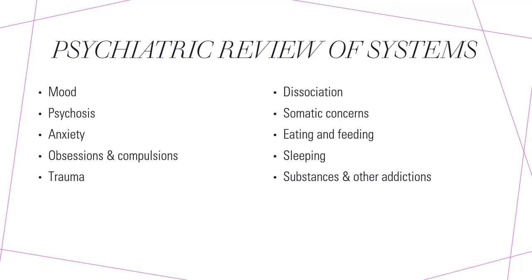So the psychiatric review of systems, and we're going to go over each of these individually, consists of mood, psychosis, anxiety, obsessions and compulsions, any trauma, any dissociation, any somatic concerns, any eating and feeding issues, sleeping, or substances and other addictions.